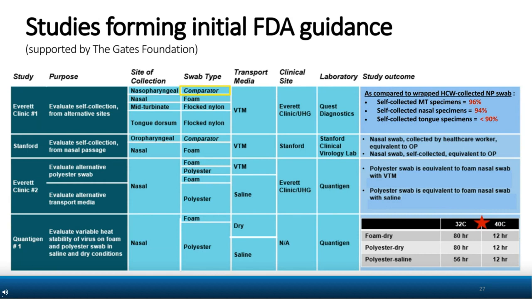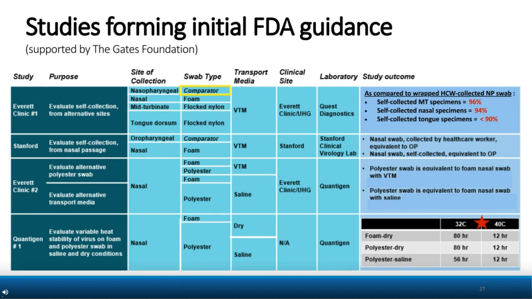The third study was again done at the Everett Clinic, and the Everett Clinic is in Seattle in Washington State, one of the very first outbreaks of COVID that was seen in this country. So the second study they did at the Everett Clinic in Seattle was to evaluate alternative polyester swabs and evaluate alternative transport medias.